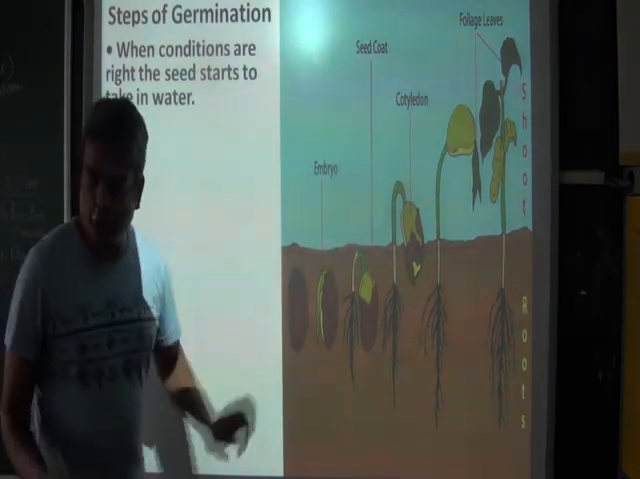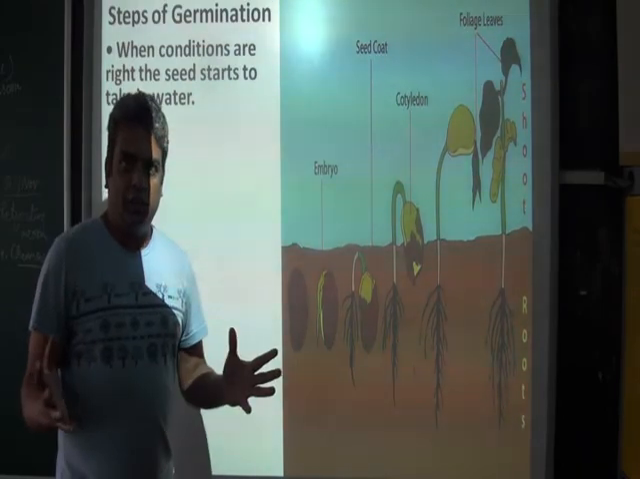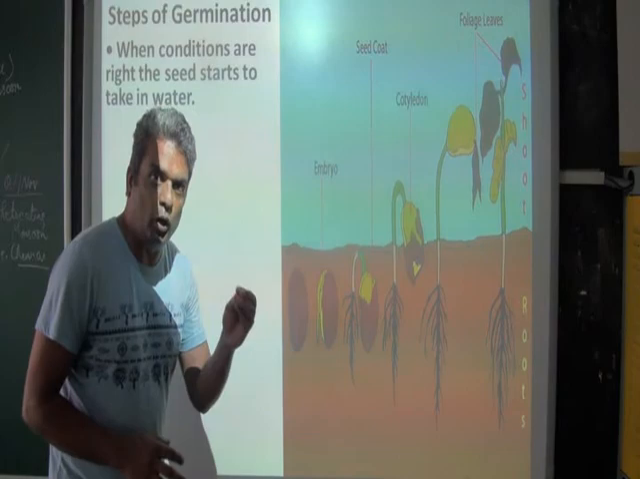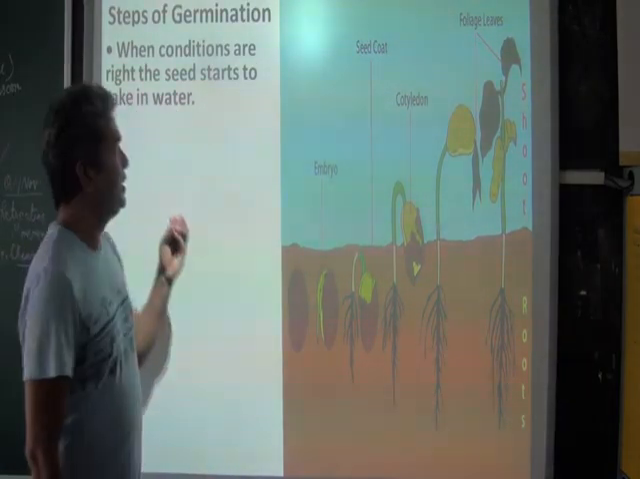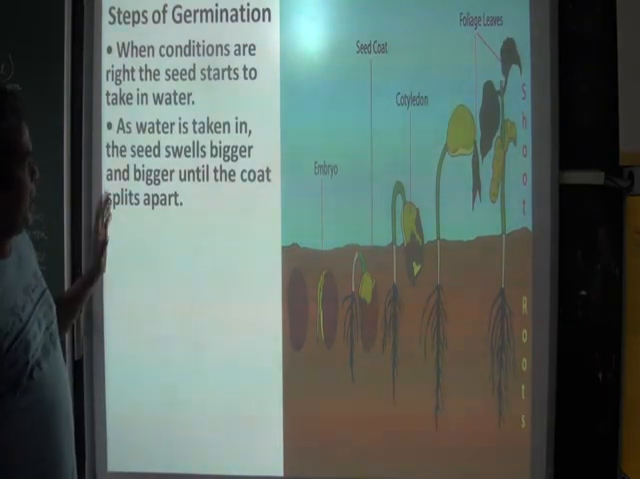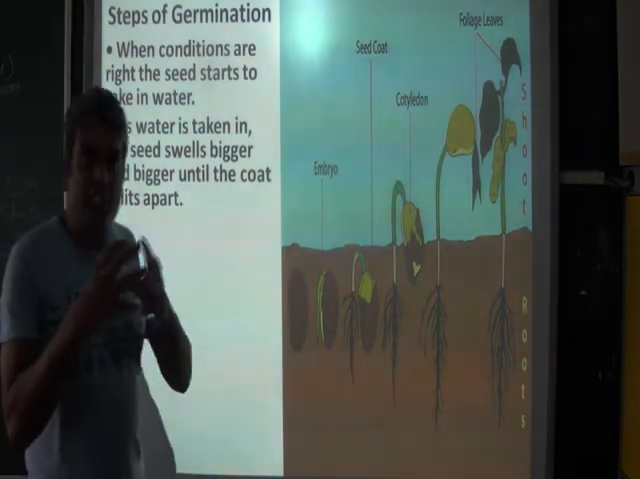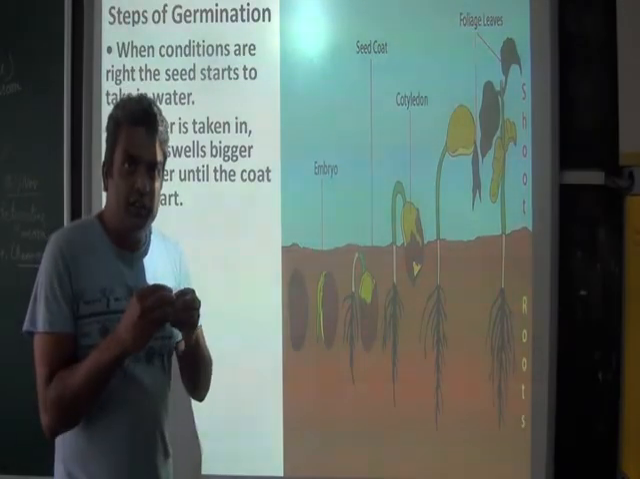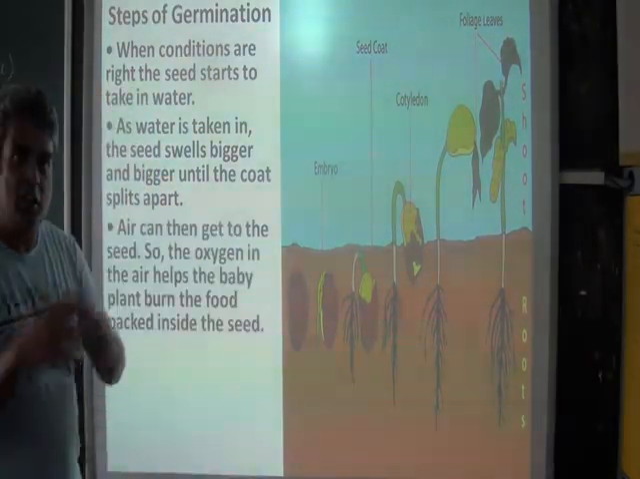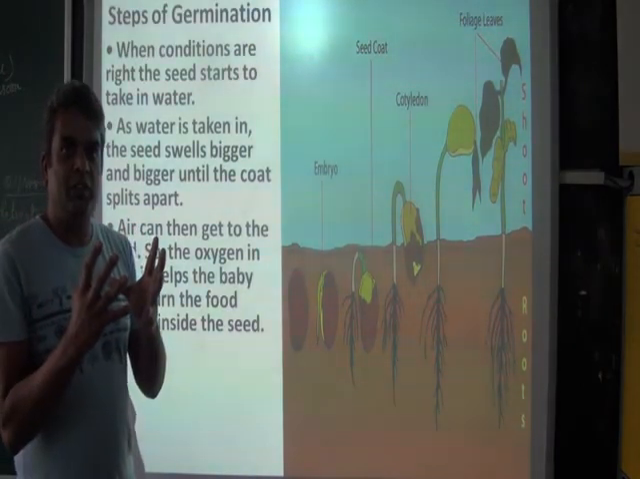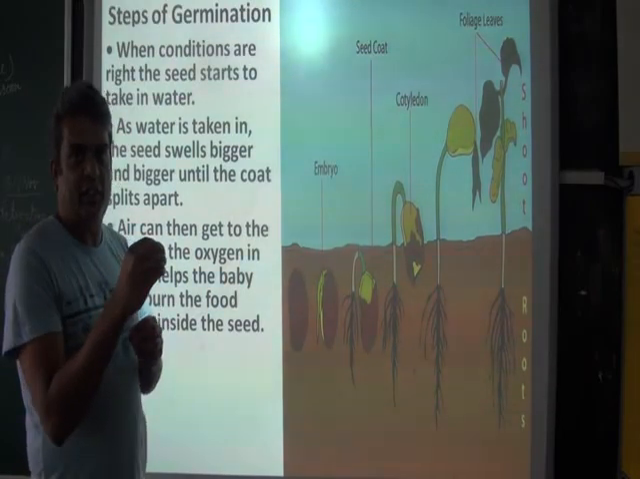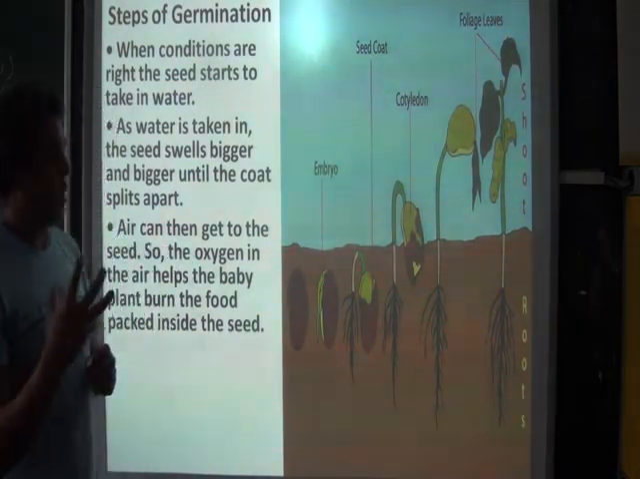If you keep a seed on a table, the conditions are not right because it needs water, and there is no water there. So it needs water in the beginning. When the conditions are right, the seed will become alive. And then as water is taken in, the seed leaves swell up. The cotyledons grow a little bit. And then what happens? The outer covering of the seed cracks, the seed coat cracks and the seed leaves come out.